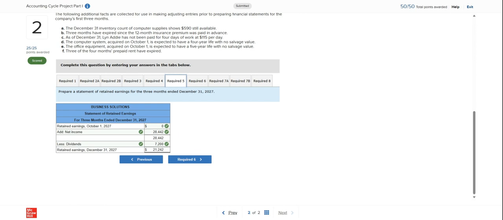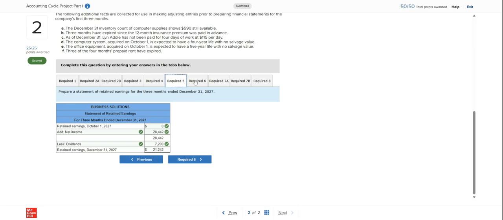So this is kind of the bridge between the income statement and the balance sheet, because you need the retained earnings here at the end. That goes into the balance sheet. This is used by investors and creditors to show financial stability, to see if there are retained earnings and the dividends.